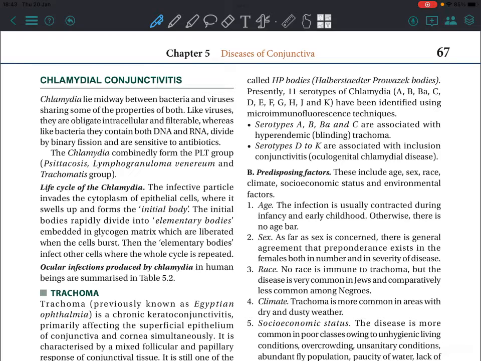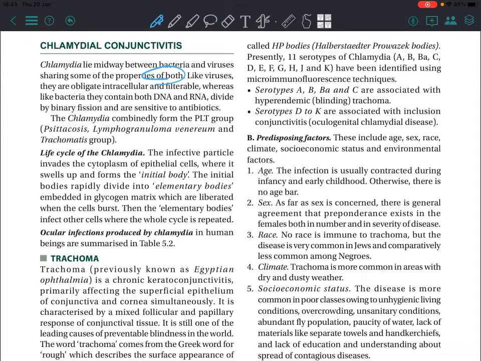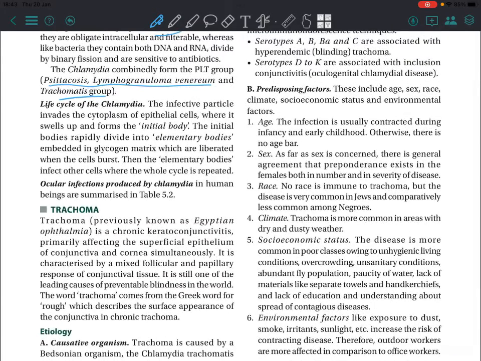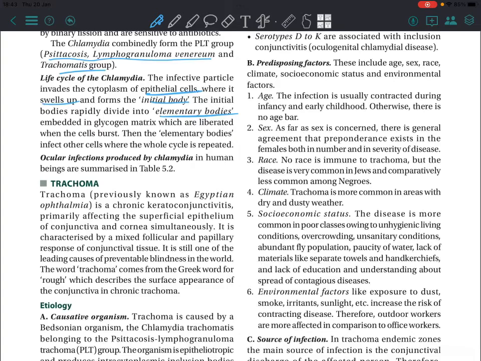Chlamydial conjunctivitis: chlamydia lie midway between bacteria and virus, sharing some features of both. Chlamydia combined with PLT group: Psittacosis, lymphogranuloma venereum, Trachomatis group. Life cycle of chlamydia: the infective particle invades the cytoplasm of epithelial cells, where it swells up and forms initial body. The initial bodies rapidly divide into elementary bodies embedded in glycogen matrix, which are liberated when the cells burst. Then the elementary bodies infect other cells, where the whole cycle is repeated.